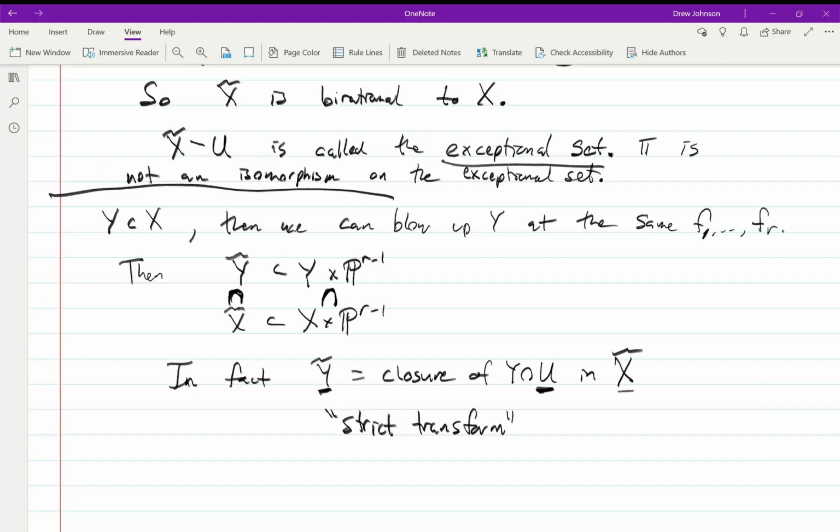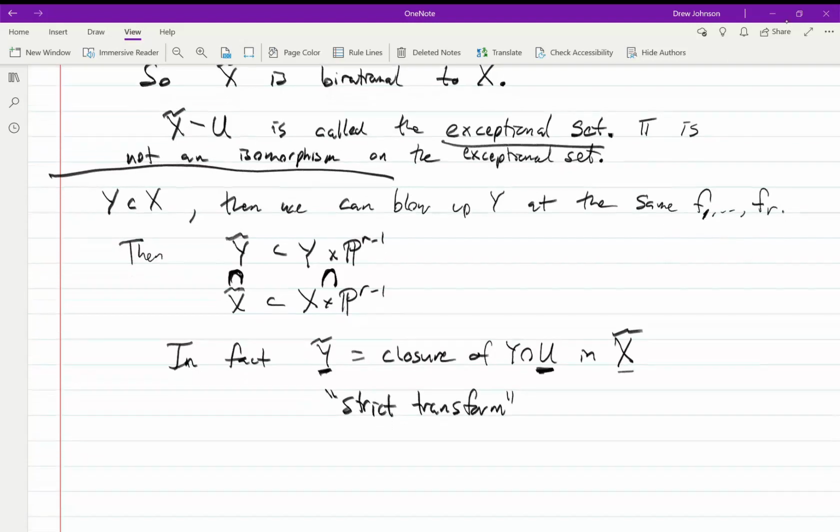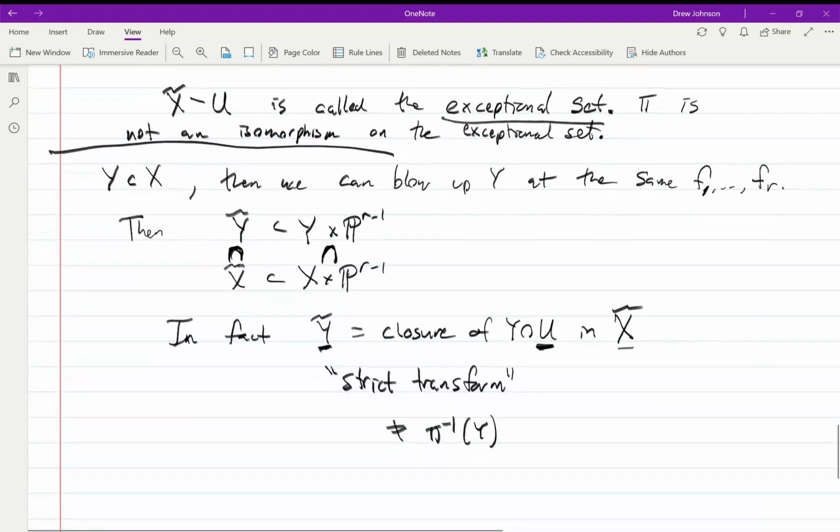Okay, if you want a little exercise, you should think about why this is not equal in general to pi inverse of y. Another way you could move y into the blow up is to take the inverse image of y under the projection map pi. But that will, in general, give you something different from the strict transform. In this case, you might get big chunks of the exceptional set if y intersects the complement of u.